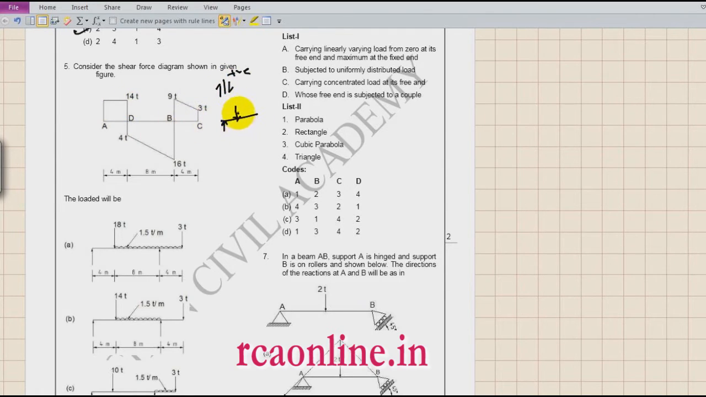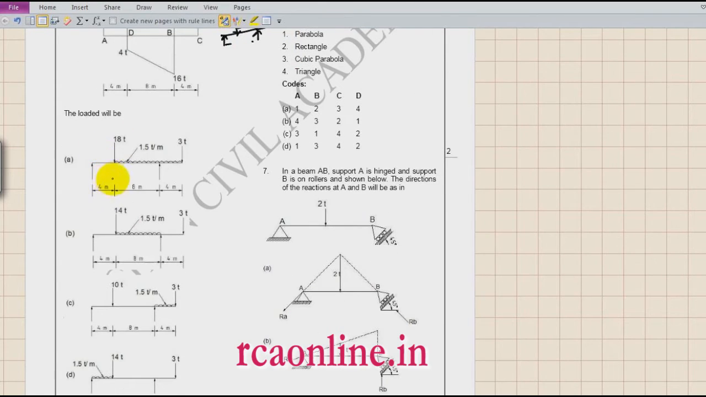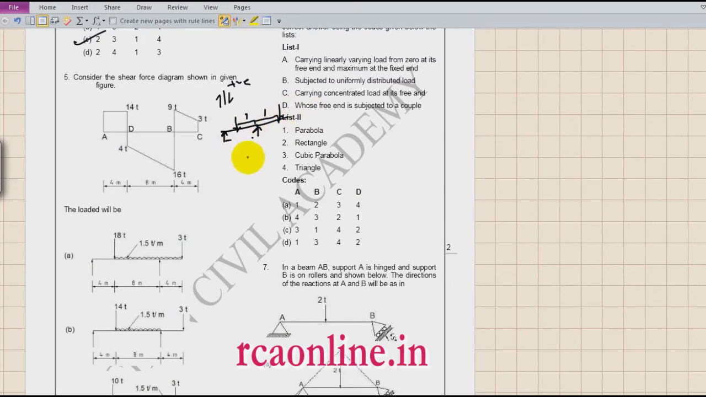Then we will have a UDL. Then another a point load upward. And then another UDL. So we have two UDL, one here, and then a point load downward and point loads, which can be reaction also. Okay. So if you see, 1, 2, 3, 4, 4 reaction or loading, and D to B UDL and B to C is also UDL.